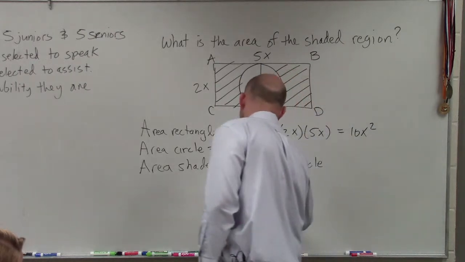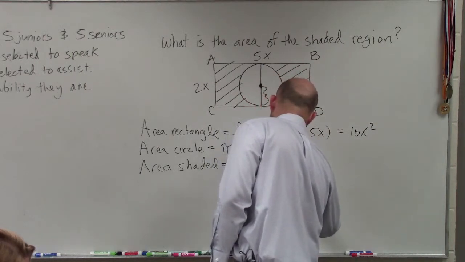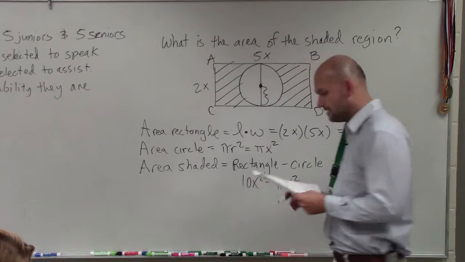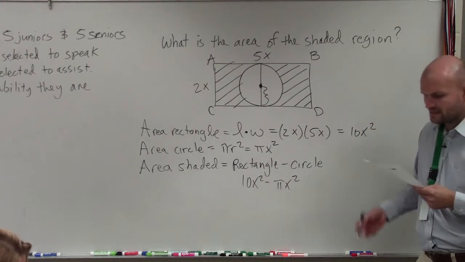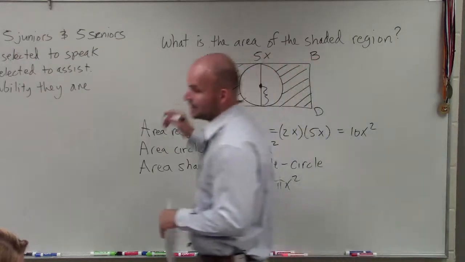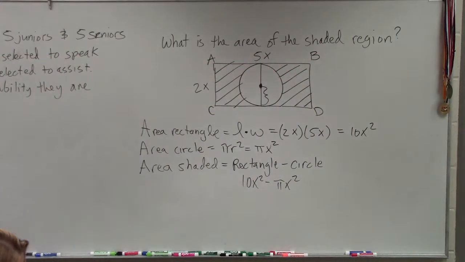So therefore, I have 10x squared minus pi x squared, which is letter B. I didn't circle it. Anybody have any questions on that?